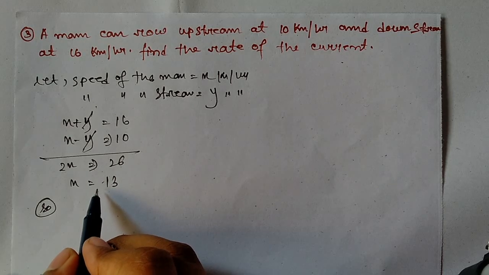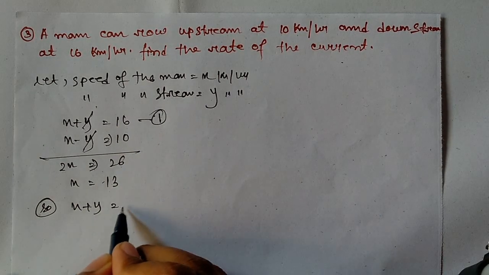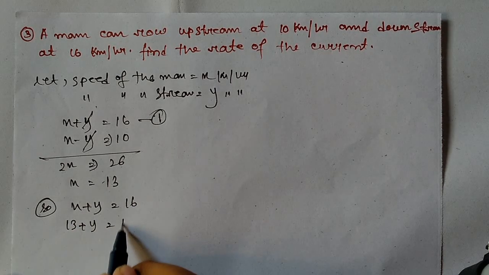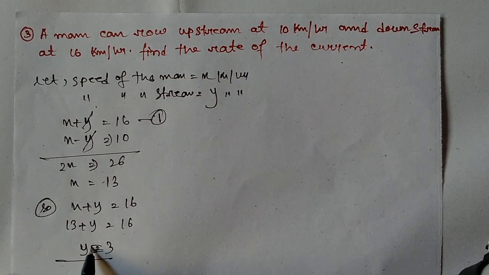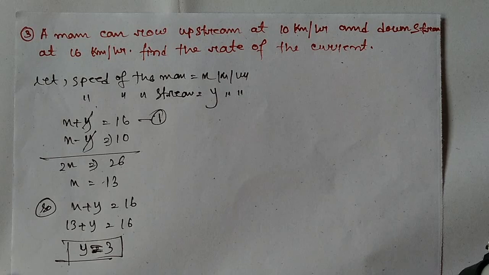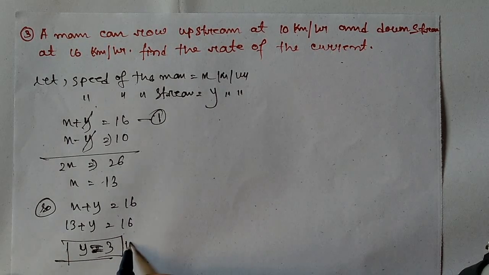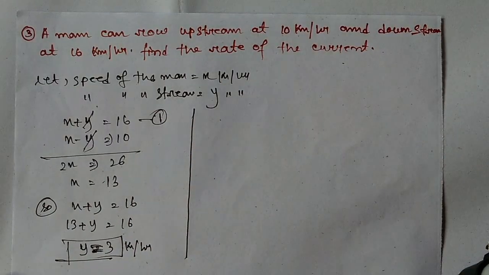Now putting the value of x in equation number one, x plus y is equal to 16. It means 13 plus y is equal to 16, that is y is equal to 3. Sorry, this is not 23. So y is 3. So the rate of the current, y, is 3 kilometer per hour. Now let's move on to our short process.